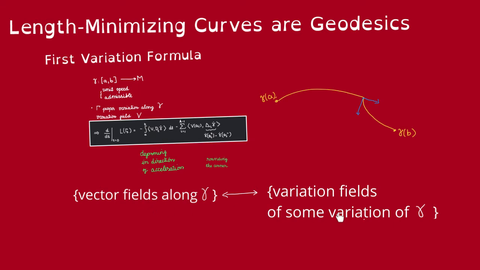Implicitly, we have been using this lemma, which says that every vector field along an admissible curve gamma arises as a variation field of some variation of gamma. Intuitively, this means that we can deform gamma in the direction of any vector field that we like. So let's see why this statement is true.